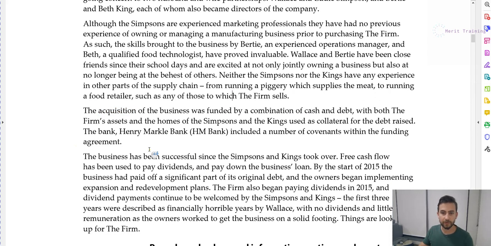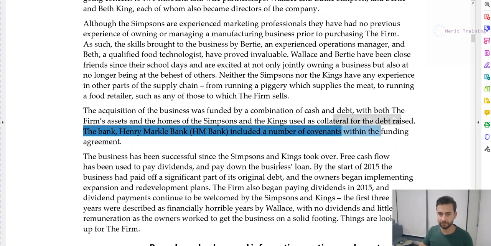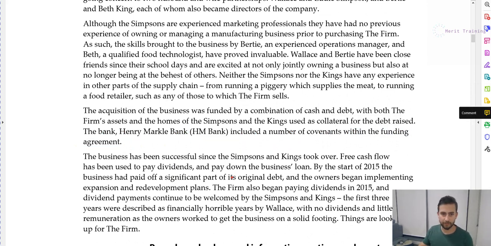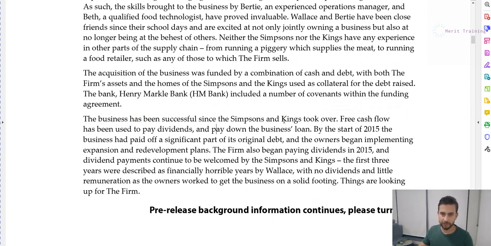Okay. And also, the bank included a number of covenants with the funding. Okay. The business has been successful since the Simpsons and Kings took over. Free cash flow has been used to pay dividends. Let's copy that. And pay down the business's loan. So things are going well.